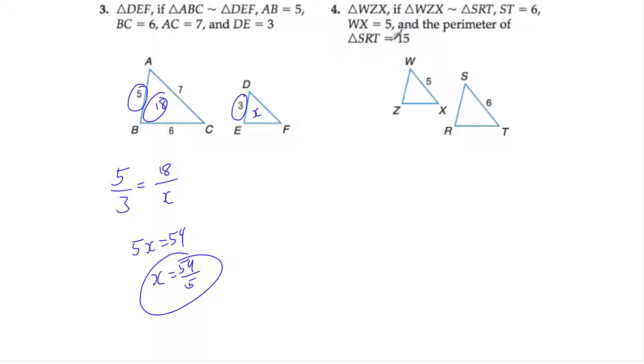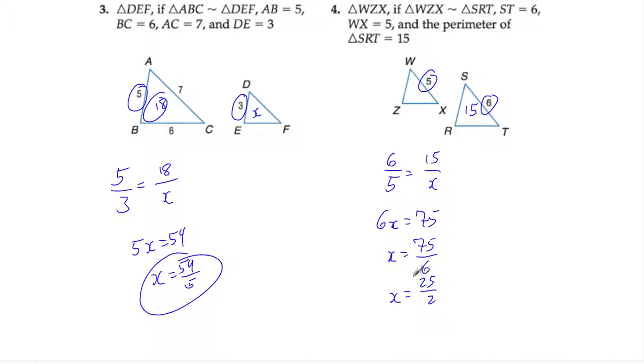Here, same deal, and it even tells us that this triangle to the right has a perimeter of 15. So we can see that the scale factor is 6 to 5. So the perimeter is going to be 15 to x. So 6x is equal to 75, or x is equal to 75/6. Now 75 does have a factor of 3, so we can reduce that to x is equal to 25/2. Nice little proportion. You don't need to find the perimeter, you just need a scale factor and the perimeter of one triangle to find the perimeter of the other.